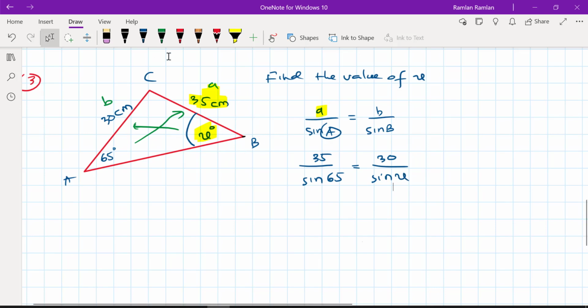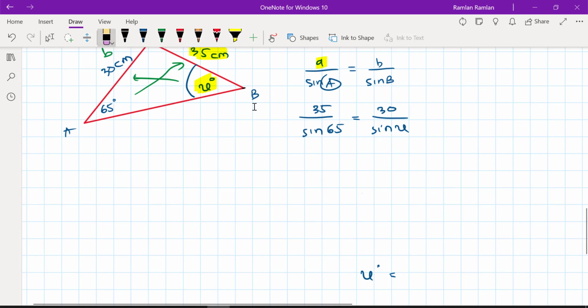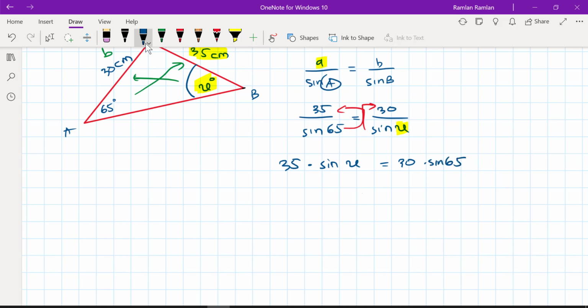You only need to make the variable alone on one side. The variable that's being asked is in the denominator, so the first thing you do is make the denominator go away, which means we do what we call a cross multiplication. We move this sine x and multiply it with 35, and I'm going to move that sine 65 and multiply it with 30. So I will get 35 multiplied by sine x equals 30 multiplied by sine 65.